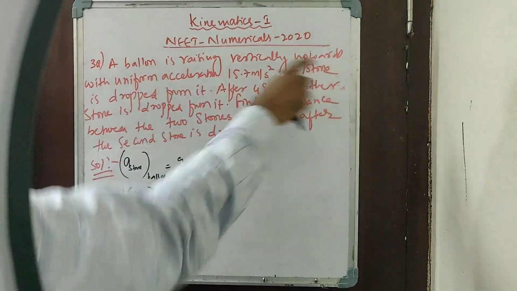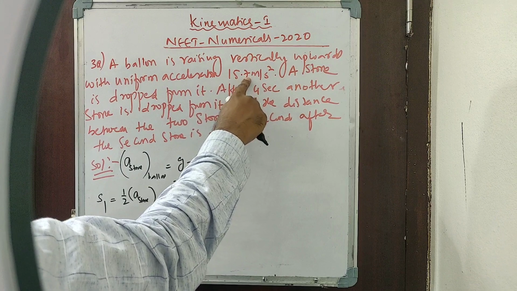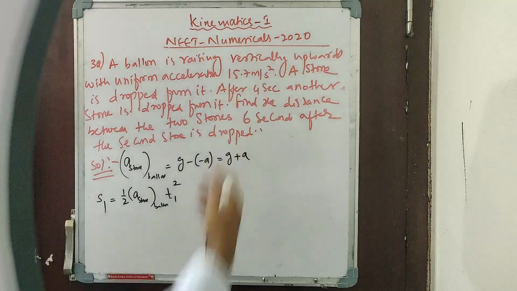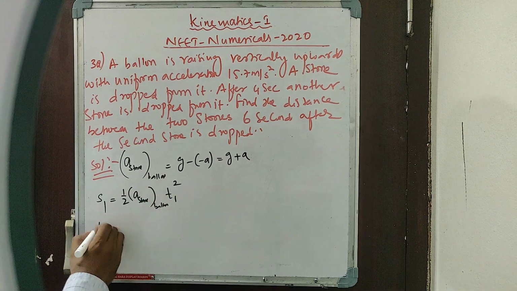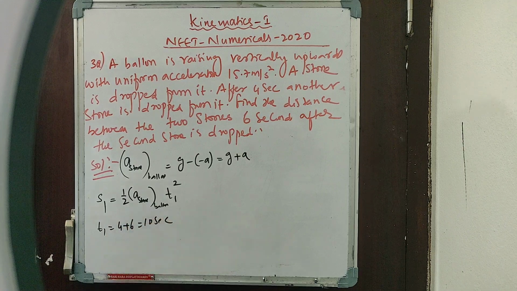The balloon has been rising vertically upward with uniform acceleration of 15.7 meter per second square. A stone is dropped from it. After 4 seconds, another stone is dropped from it. What is the distance between the two stones 6 seconds after the second stone is dropped? So T1 will be equal to 4 plus 6, that will be equal to 10 seconds. That is given in the problem.